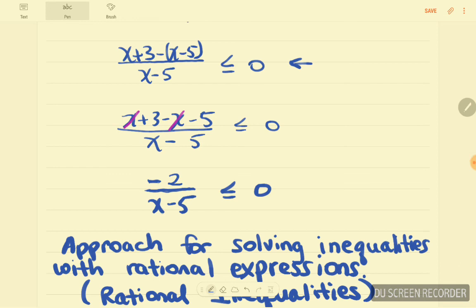And so notice that if I set the numerator to 0 and try to solve for x, that's just not going to happen. -2, there's no x up there, obviously, and -2 will never ever be 0. So there's no critical value that I'm going to find using the numerator here. For the bottom, though, if I set x minus 5 equal to 0, I'll get x equals 5. So x equals 5 is my critical value.